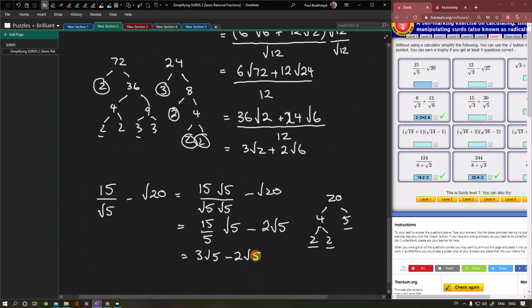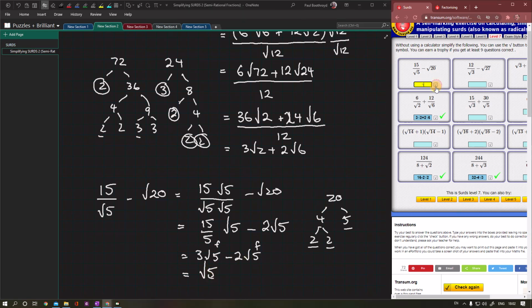Remember, any piece of algebra, so I could call that f. 3f minus 2f gives me 1f. My result is square root of 5. There you go. And that's how you can do all that stuff about rationalizing fractions.